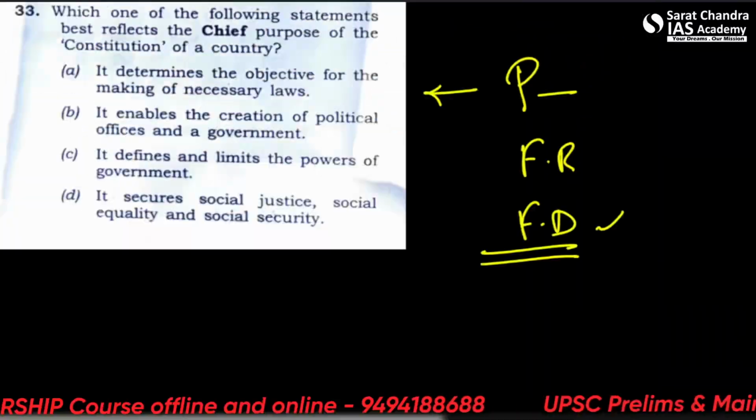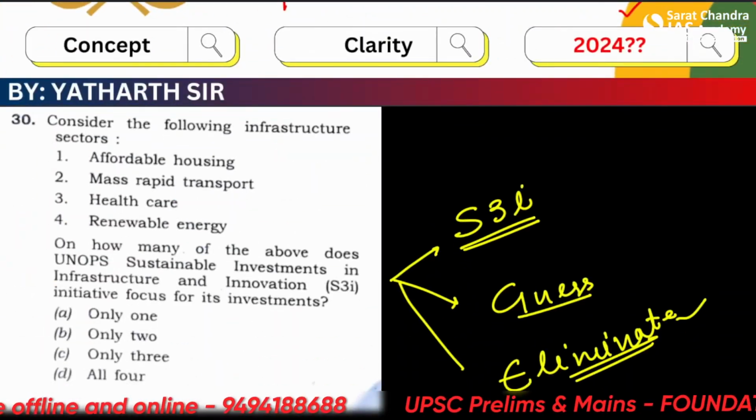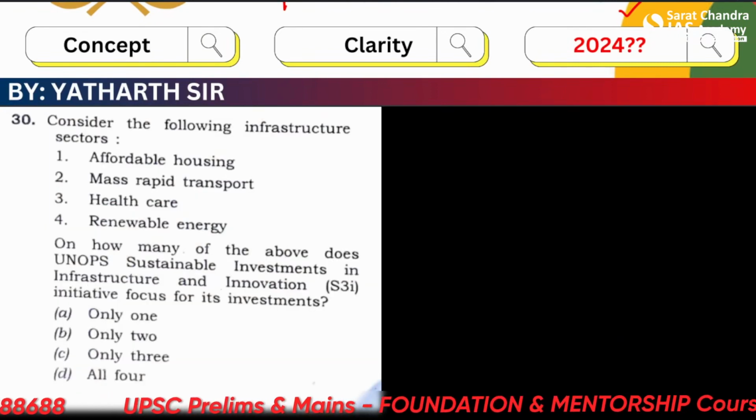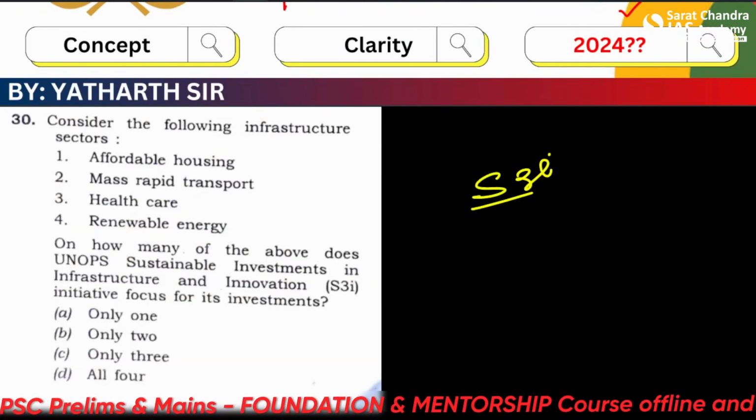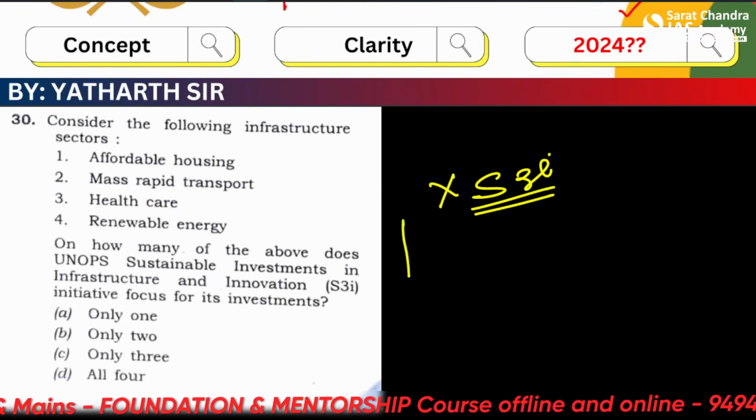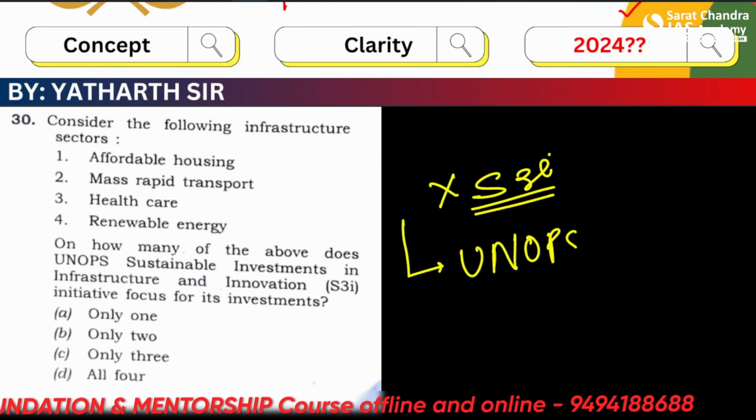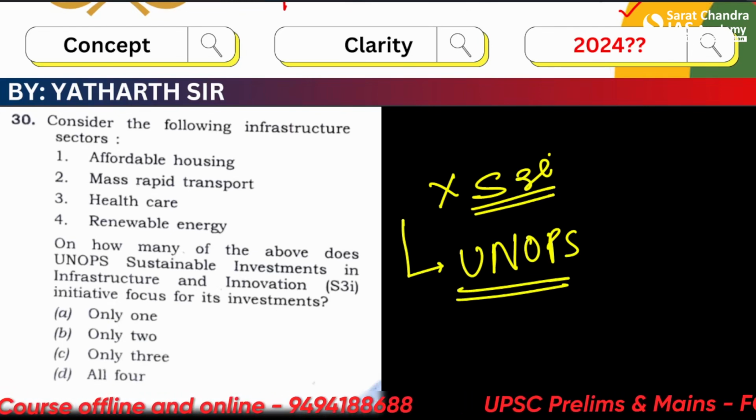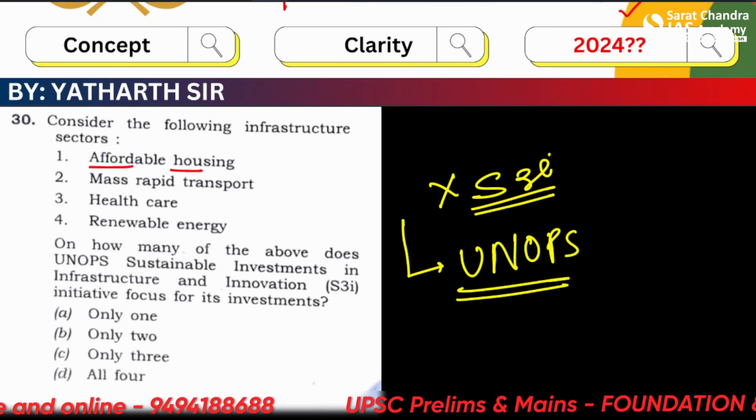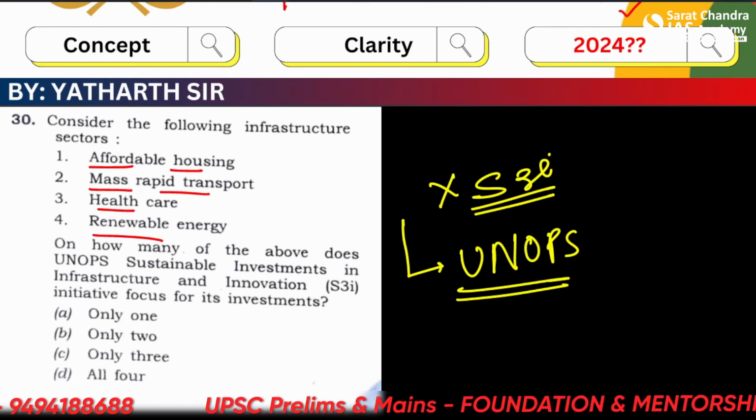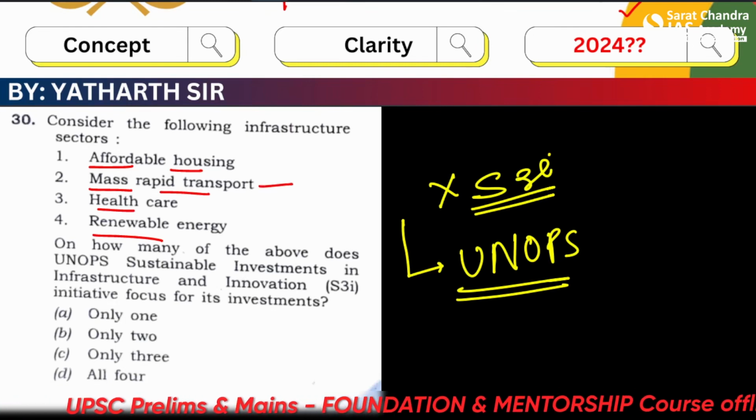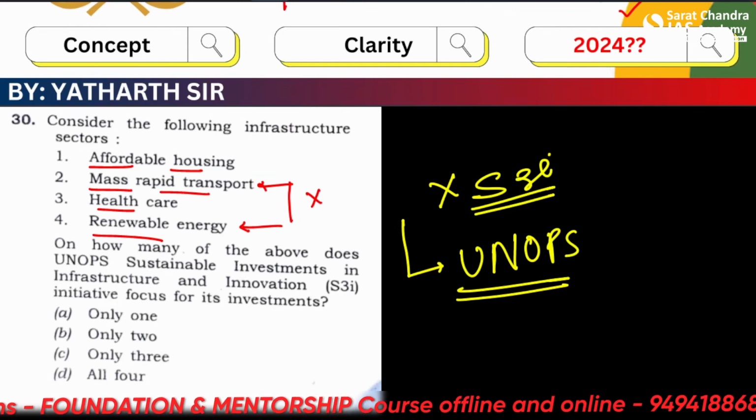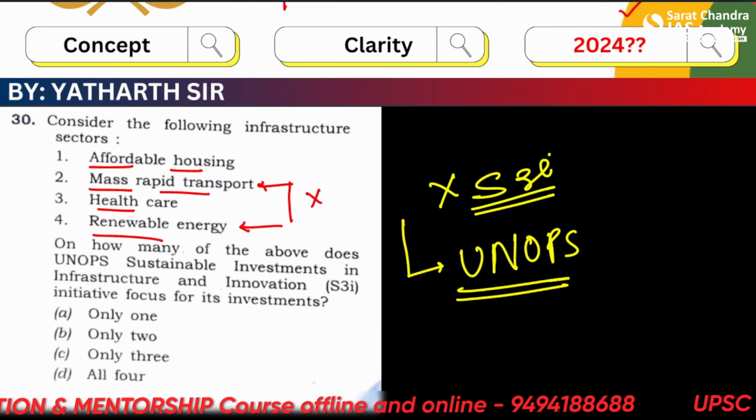So when the question is asked in this manner, what is the chief work of the S3I initiative, let's say, and we don't know about this, we only know about UNOPS. Even if we know about UNOPS, we cannot guess, because if any of these is incorrect, we cannot tell which option to eliminate. Mass rapid transport, healthcare, renewable energy. The probability of this option being correct is equal to this option being correct, because there is no absurdity in this. Alright, we can eliminate the absurdity always.